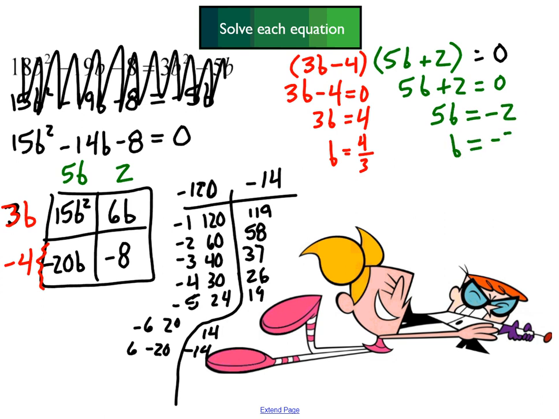Negative 2 over 5 is the smaller number. And we are all done. Good luck on your homework.